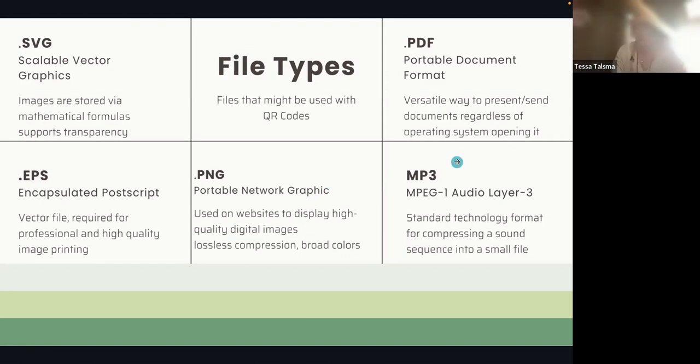So PNGs allow much more colorful documents to be within the file. A PDF is a versatile way to present and send documents regardless of the system opening it. So it's the most universal way to use file types. And then MP3 is typically used for sound. I know that growing up, we had things that were called MP3 players that I guess our phones do now, but it was a way that we stored music.